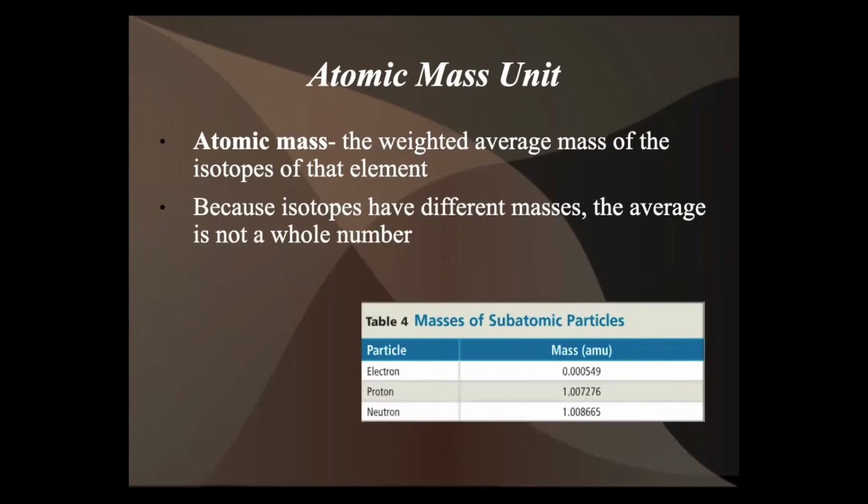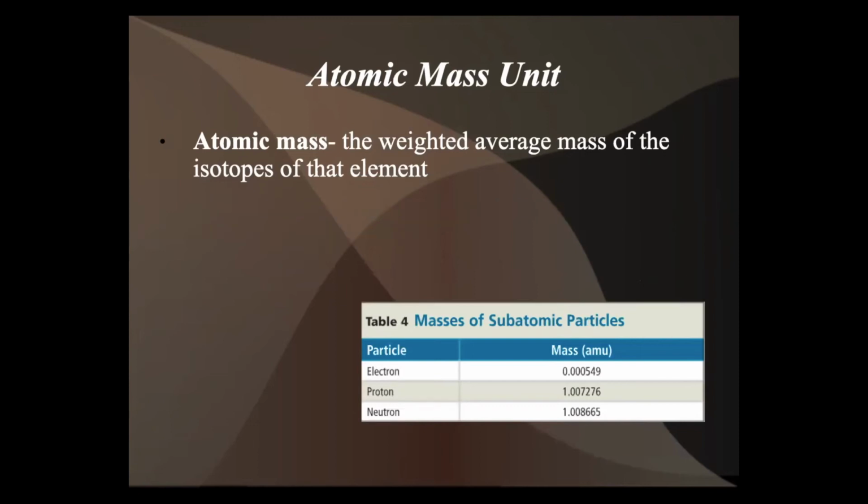Atomic mass is the weighted average mass of the isotopes of the element. So every element has isotopes. And that's why in the periodic table, you won't see any atom's mass as a whole number. They're always going to be decimal points because they're the average mass of two or more isotopes.